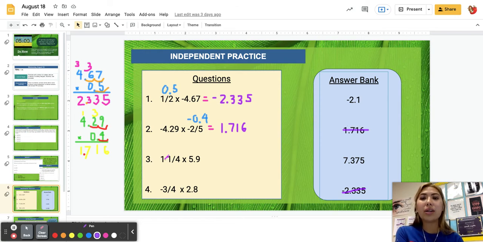Okay, now we have 1 1/4 times 5.9. So we still have to turn this 1/4 into a decimal, right? But we already know that 1 is our whole number. So we already know it's going to be 1 point something. It'll just be easy if you guys remember that half is 0.5 and 1/4 is always going to be 0.25. But of course, you can always divide 1 divided by 4 to get 0.25. So now that we have 1.25, we're going to have to multiply it by 5.9.